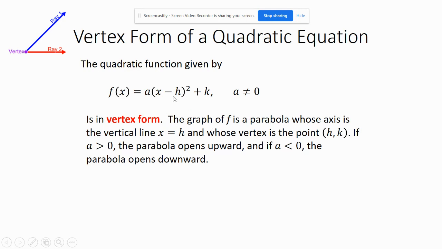Also, your a value tells you whether the graph goes what I call up or down. A greater than 0 means it's positive, so it opens upward, and negative means that it opens downward. All right. So that's simply all that that's saying right there.